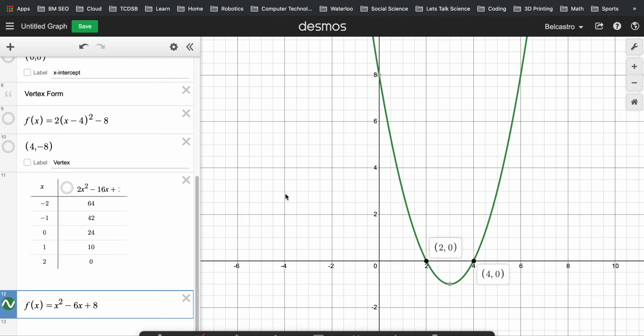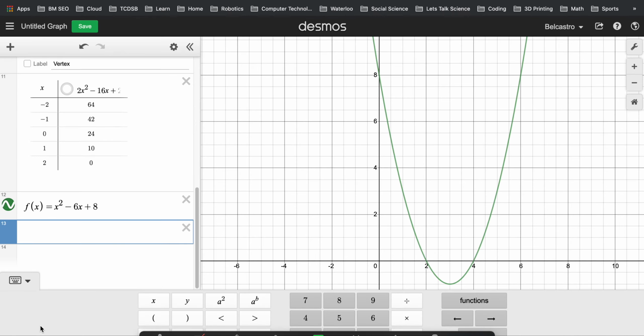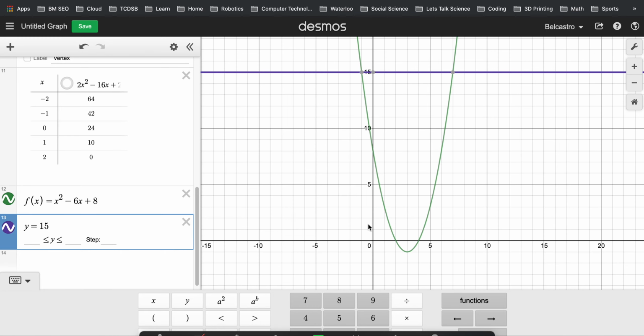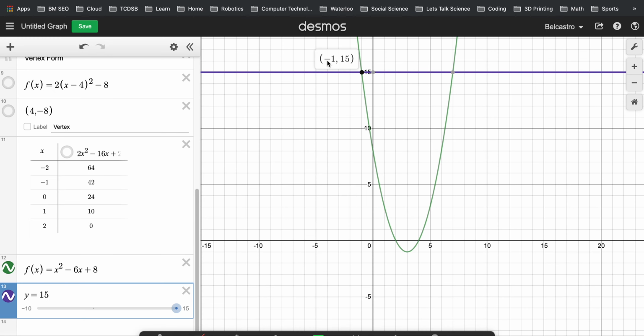Oh, sorry, I apologize. The roots would be when f at x is equal to 0, but we want to know when it's equal to 15. Y equals 15. Zoom out a little. Y is equal to 15 when the x value is -1 and +7, okay? So that's another way we can check our answers for a question like this.